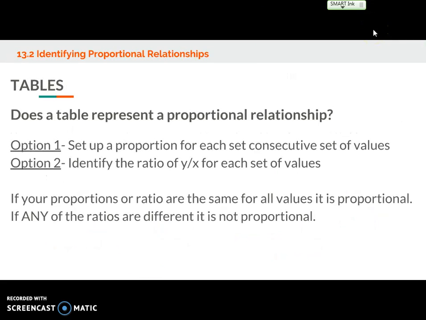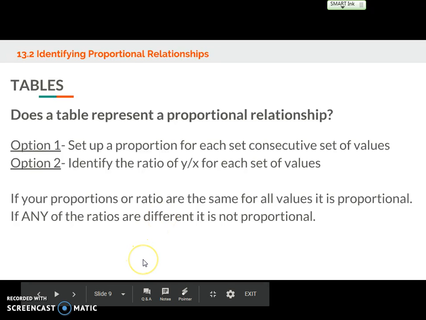What about a table? All right, does a table represent a proportional relationship? There's two options to do. Number one, we could set up a proportion for each set of values there. So we're going to look at that here in a second. Will that work out? And then option two is identify the ratio and then see if it's the same for each one, right?